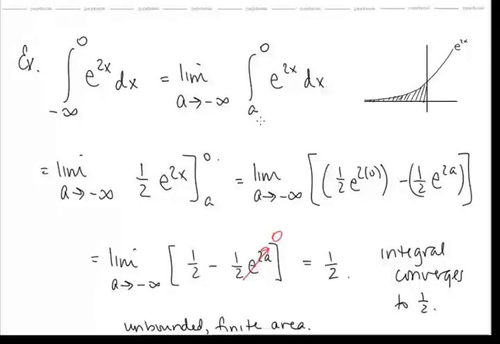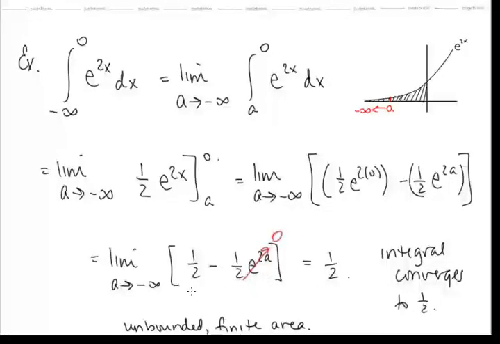And just to have a visual of what's happening with a going to negative infinity, we're talking about, say, a being here, taking the integral from a to 0, and then letting a go towards negative infinity. So what do we do now that we pulled out our infinite bound into the limit? We can just go ahead and integrate like usual, plug in our bounds and subtract. Integrating, we get 1/2 e to the 2x. Plug in 0, plug in a and subtract. Simplifying, we have 1/2, e to the 0 was 1, so this becomes a 1/2. And then we have minus a 1/2 e to the 2a.